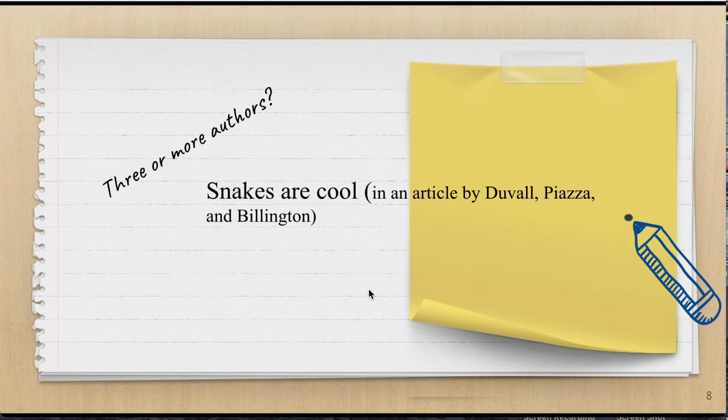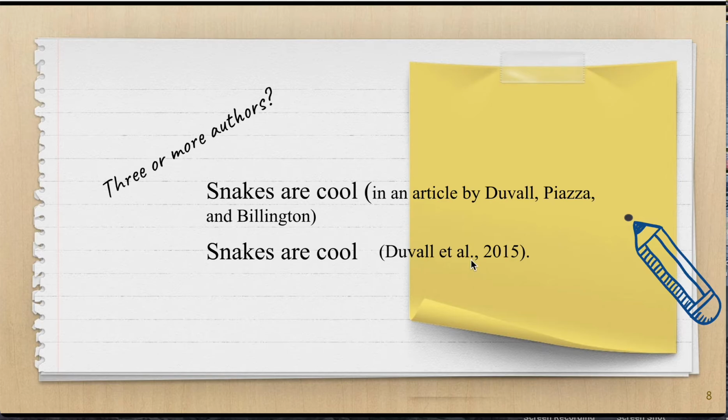What if there are 3 or more authors? Say I wrote an article with Mrs. Piazza and Mrs. Billington. We don't cite all three of us, though. What we do is we cite just the first person et al. Basically means and everybody else. So Duval et al. This lumps everyone together. Notice you need this period at the end of et al.